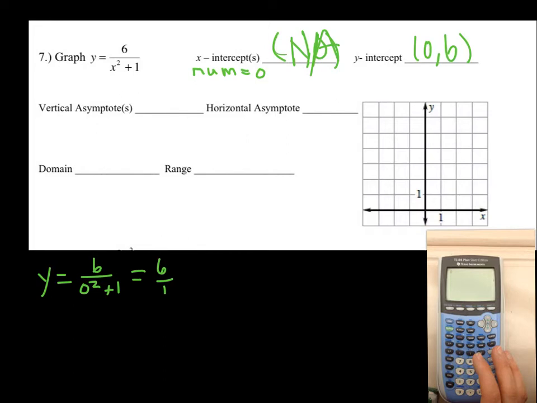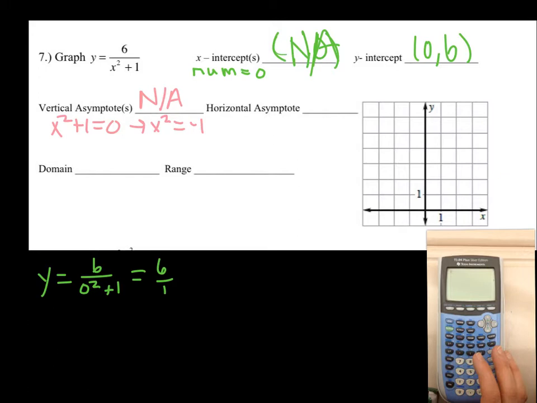The vertical asymptote, that's when you set your denominator equal to 0. So your denominator is x squared plus 1, set it equal to 0. You could try factoring it, or you could subtract the 1 over and get x squared equals negative 1. Well, nothing squared is ever going to equal negative 1, and you can't take the square root of a negative. So there's actually no vertical asymptotes either, which is, again, fine.